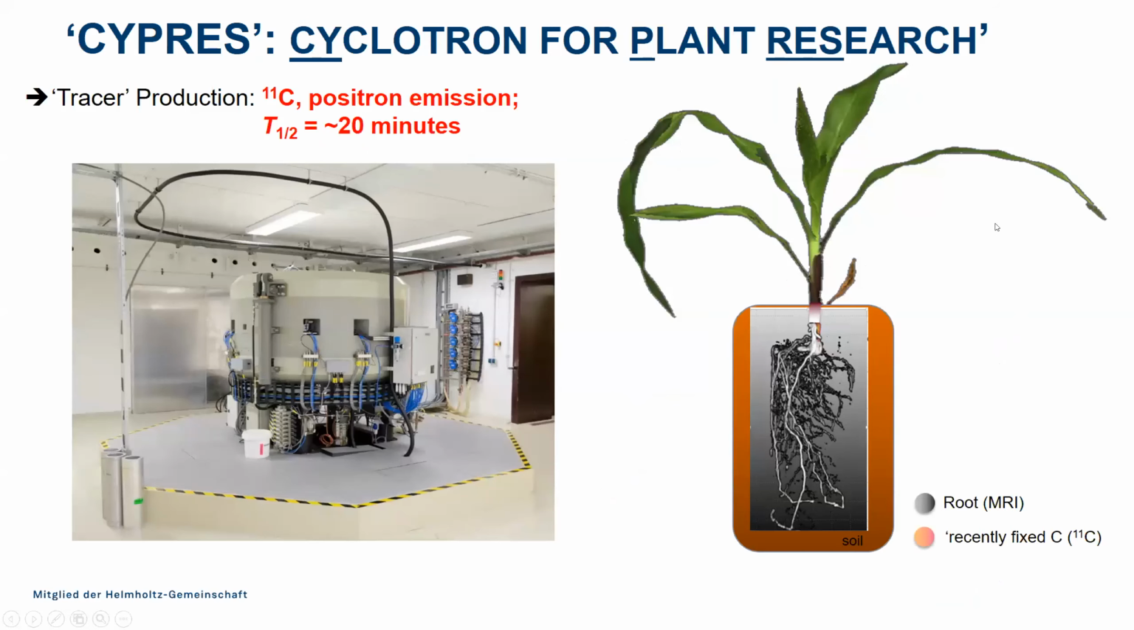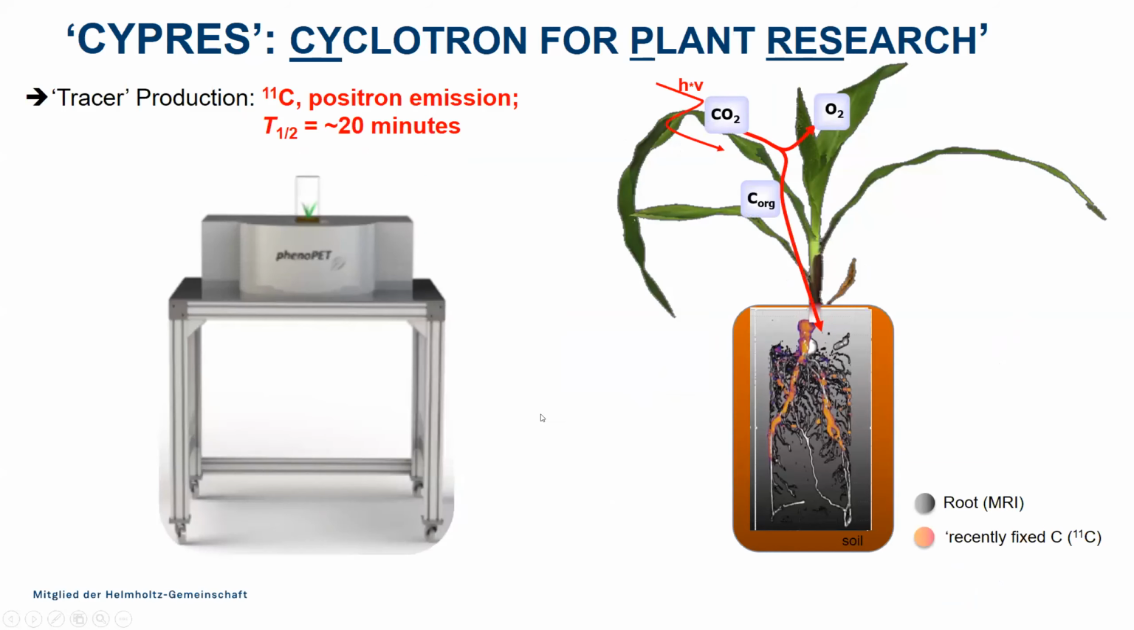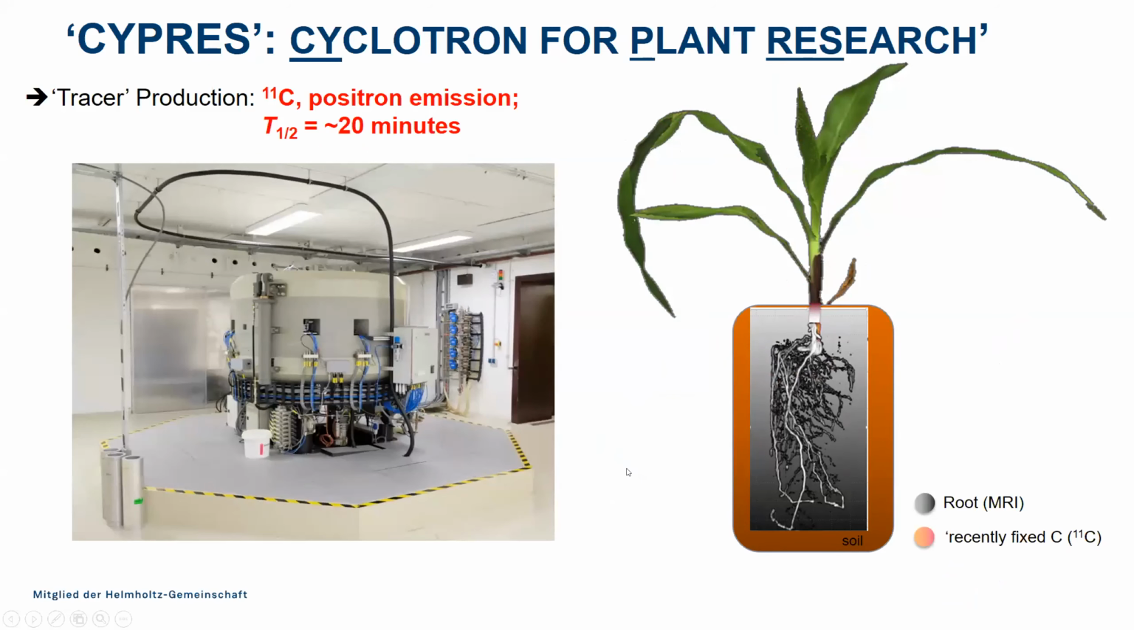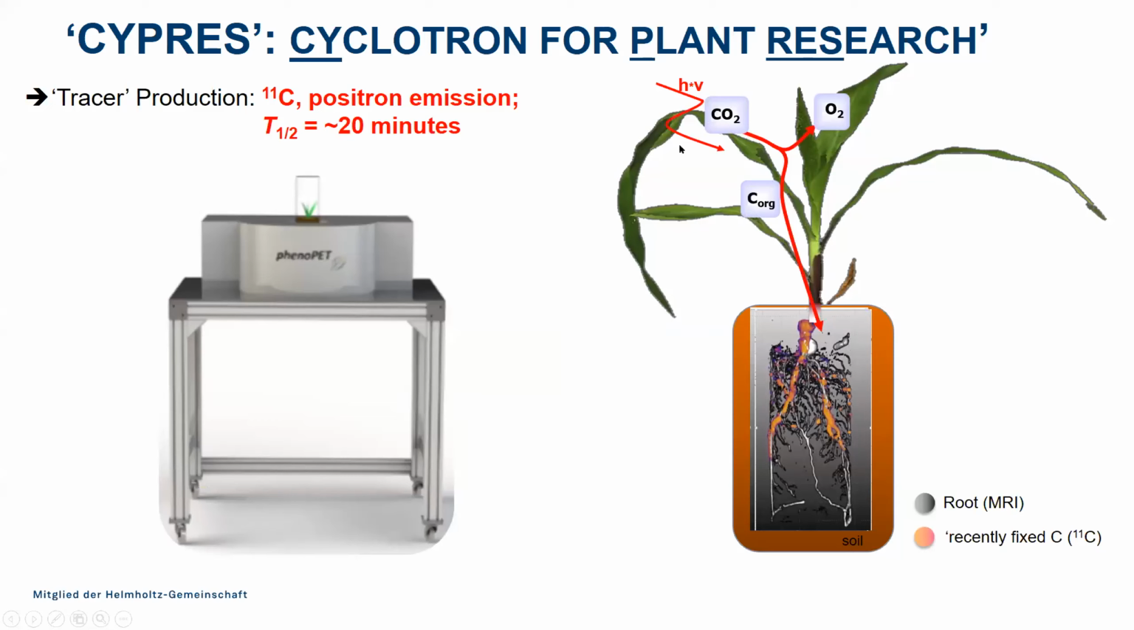And just a few words on the PET system. On the left side you see a cyclotron. The cyclotron is needed in order to produce 11C, which is a short-lived isotope. It's highly radioactive, and we can apply that to the plant as 11CO2, and this is then taken through the plant, and we can watch with these kinds of systems. And this is a small PhenoPET, a new one which we just built.